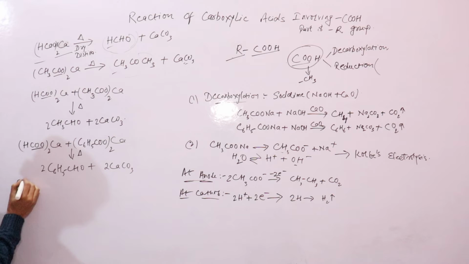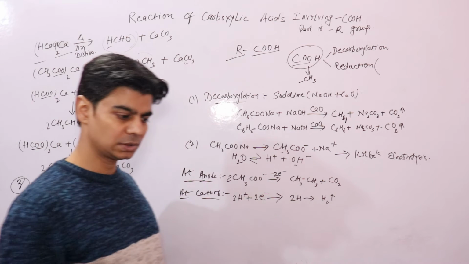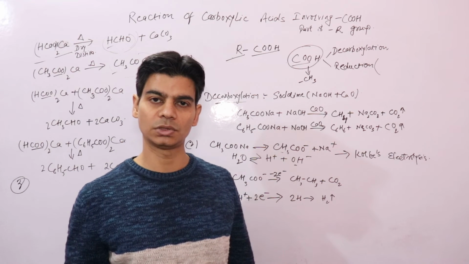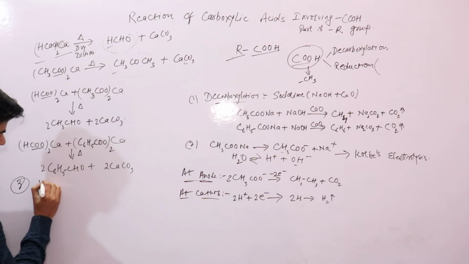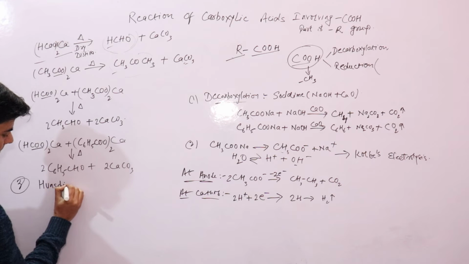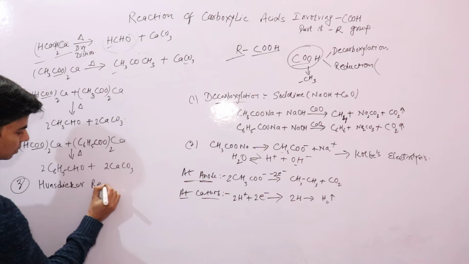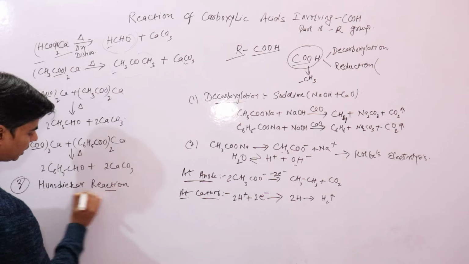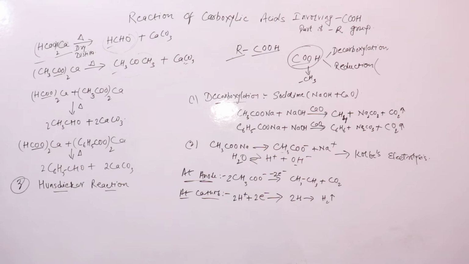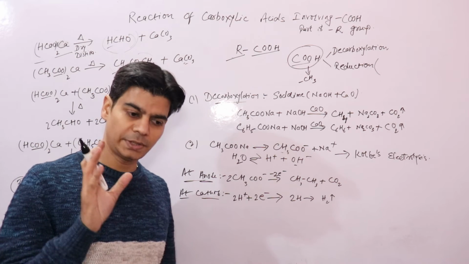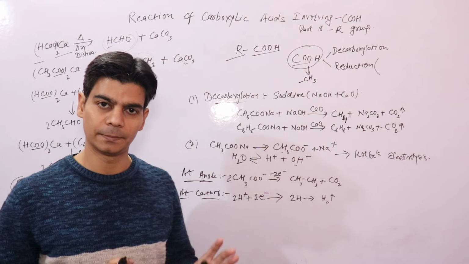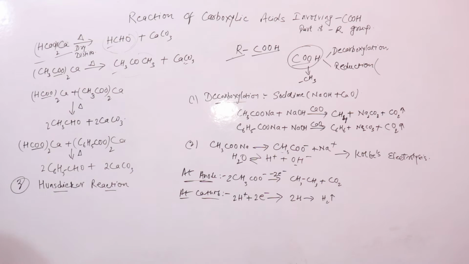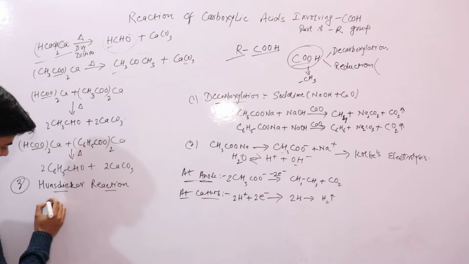Now there is another important reaction where decarboxylation, that is the COO group, would be removed from the carboxylic acid, and that is your Hunsdiecker reaction. Right, now let's see what happens in the Hunsdiecker reaction. We take the silver salt of a fatty acid treated with bromine in the presence of carbon tetrachloride. Right, it will remove carbon dioxide and will form alkyl halide.